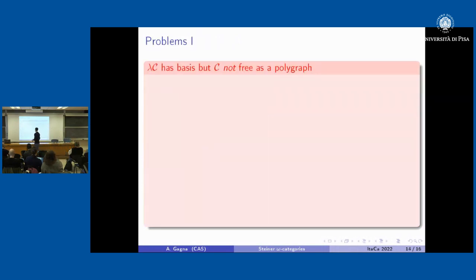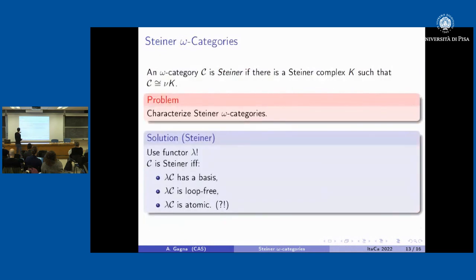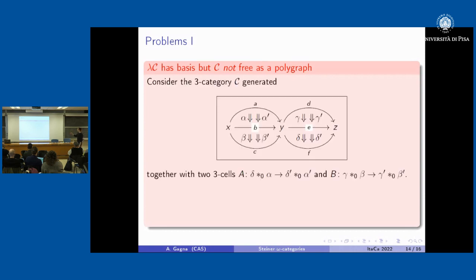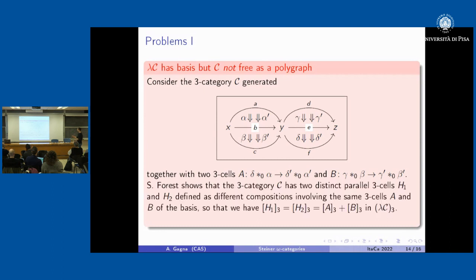First, we had to understand this lambda basis, lambda loop-free, and how it relates with polygraphs and other notions of loop-freeness that you can give for omega categories internally, and it behaves very badly. It's always true that if C is free as a polygraph, lambda C has a basis, but the contrary is not true. This is a very complicated example. Don't read it. It's just to say there is an example of C which is not a polygraph, but lambda C has a basis. So it's free in the complex sense, but not free in the omega categorical sense.